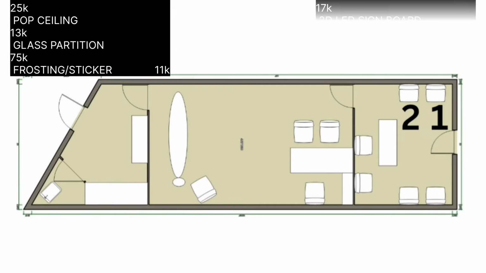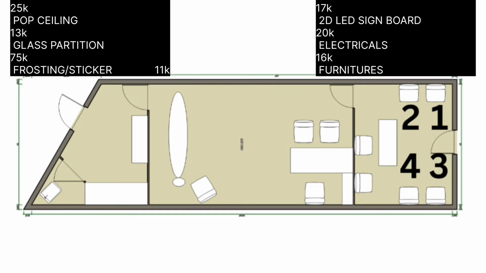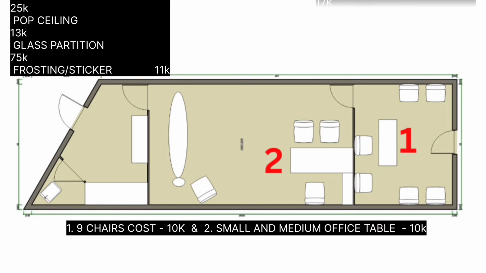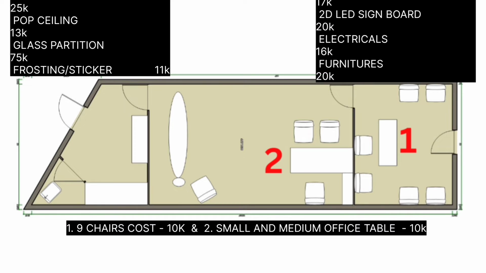Next comes the expenses of the furnitures. My dental clinic has around 8 to 9 chairs, and this costed me around 10,000 rupees. And also it has one waiting room table and one doctor's consultation table, which together costed me 10,000 rupees. So the total expenses of the furniture drops down to approximately 20,000 rupees.